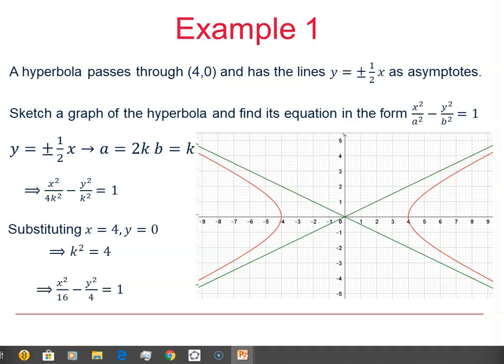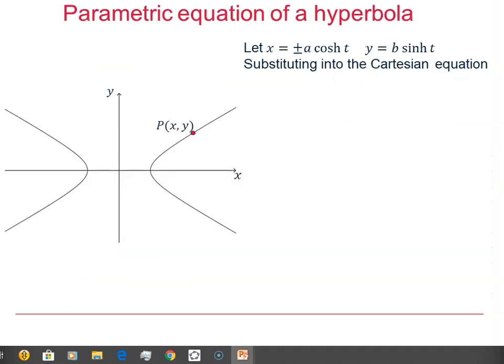Well, moving on now, I want to consider the parametric equation of a hyperbola. If we have x is equal to plus or minus a cos t and y is equal to b sin t, you notice these are very similar to the parametric equations for the ellipse that we looked at, where we had a cos t and b sin t. So you can see here a link between the sine and cosine functions and the hyperbolic functions, and then the equations of ellipse and hyperbola.